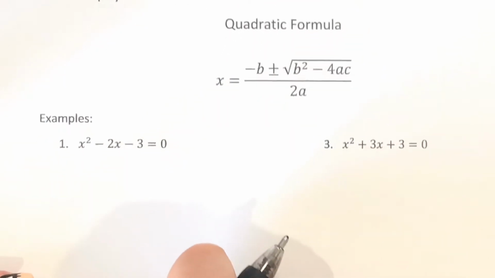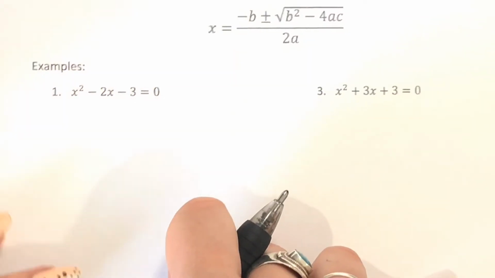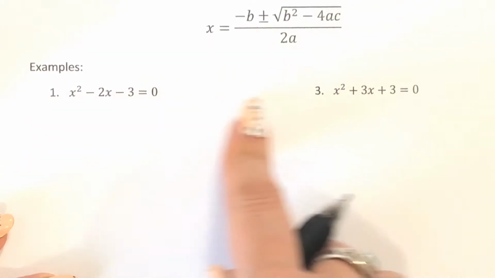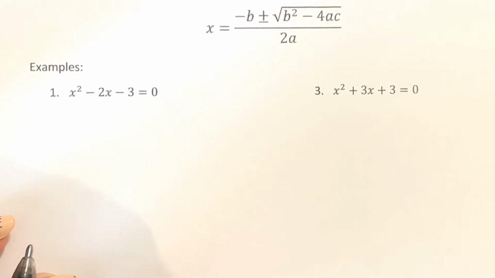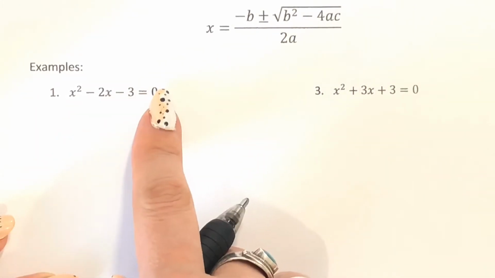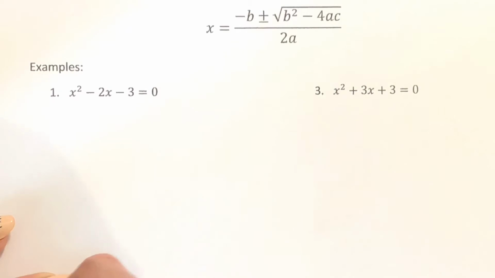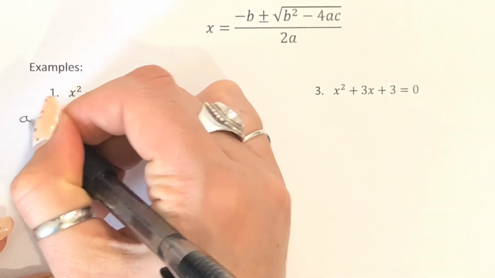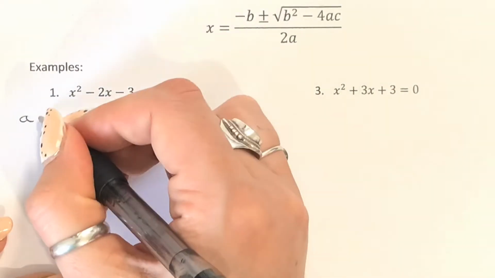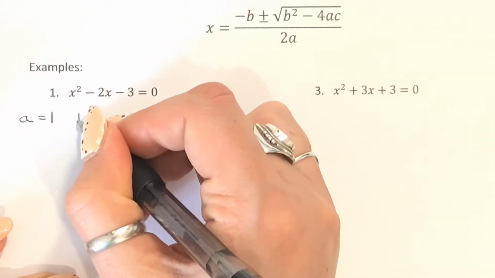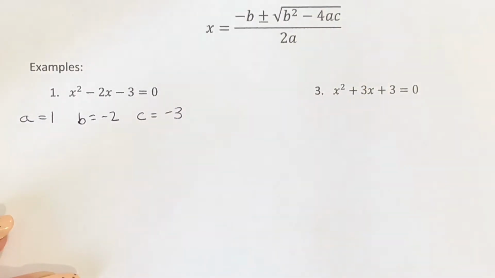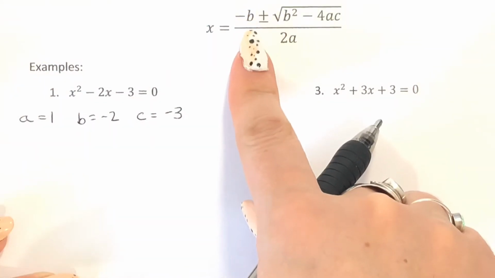But let's practice. On all of these, spoiler alert, I did pick ones that you have to use the quadratic formula for. These ones are not going to factor, and they are not going to have a polynomial identity that we can use. So we're just going to jump in and get our a, b, and c. Here, a would be the number in front of x squared, which is 1. b is going to be negative 2. And c is going to be negative 3. Make sure you're bringing those negatives with you. And we're going to plug them right into here.